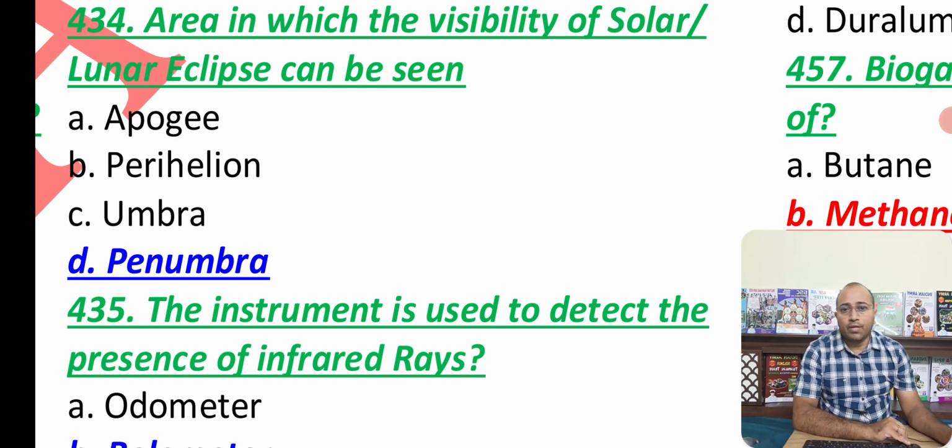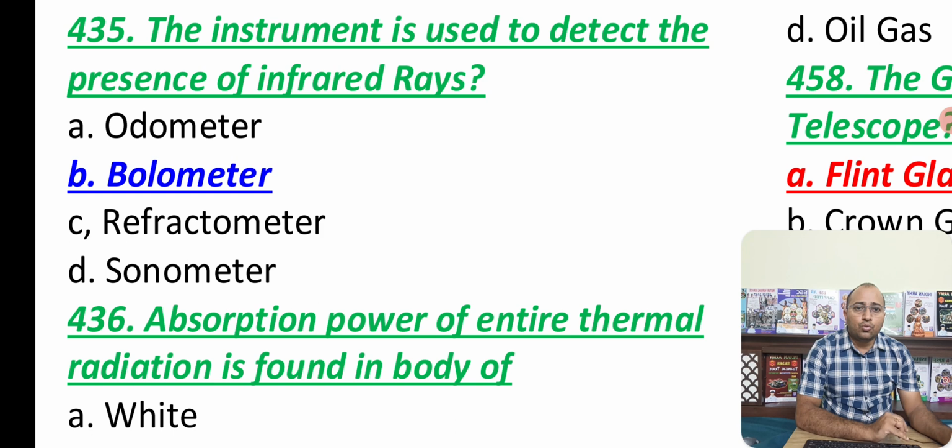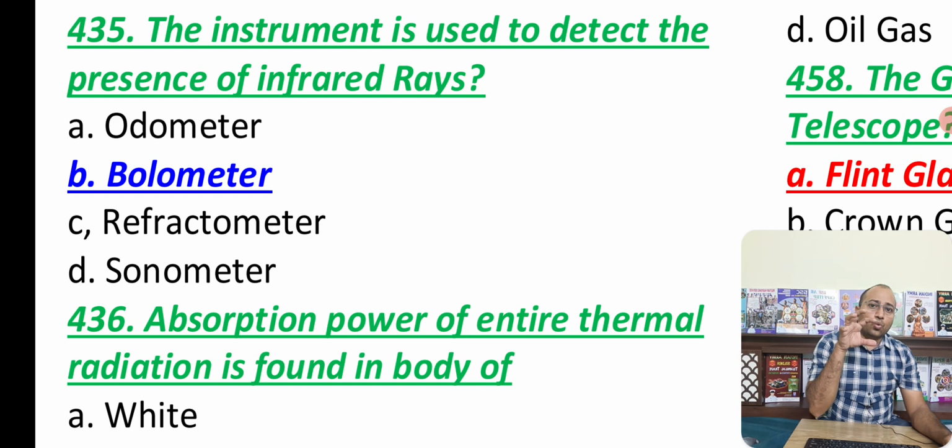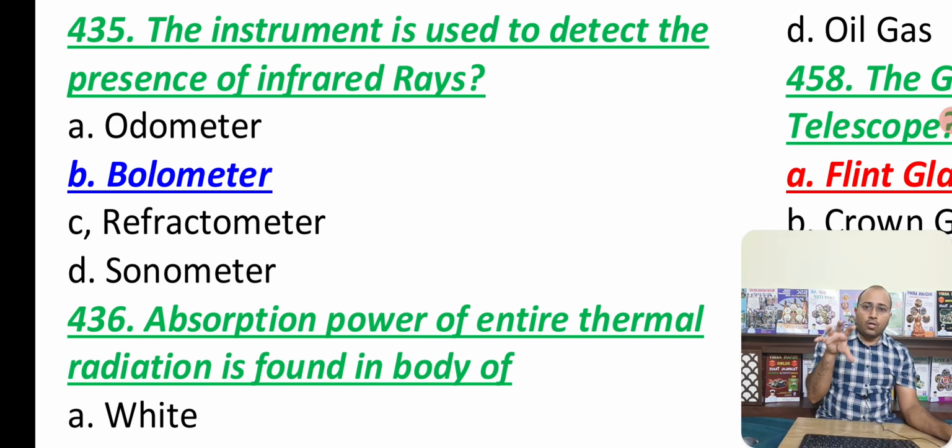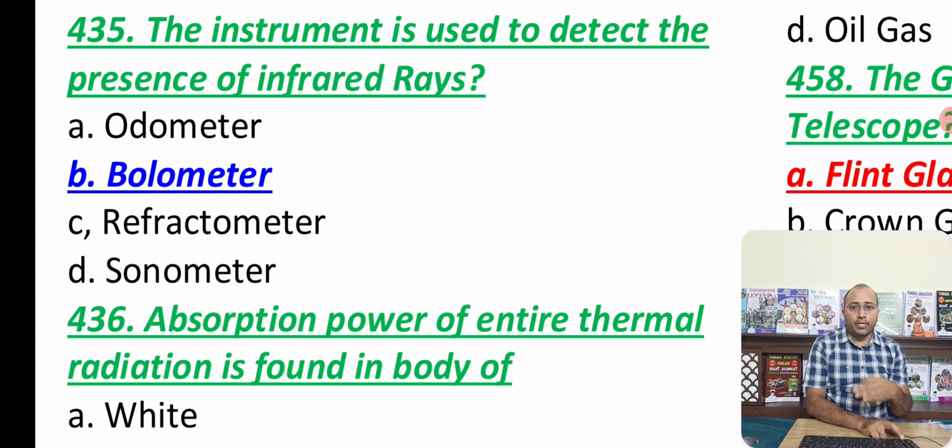So next we have the instrument used to detect the presence of infrared rays. Very important, guys. So whether the infrared rays are there or not, this is the bolometer, where it can be easily identified. Odometer is for speed measuring purposes. Refractometer is for the refractive index. When it comes to the sonometer, you should know about the sonometer also. The sonometer is the one in which we have a string of the instrument. With that, it can be easily identified.